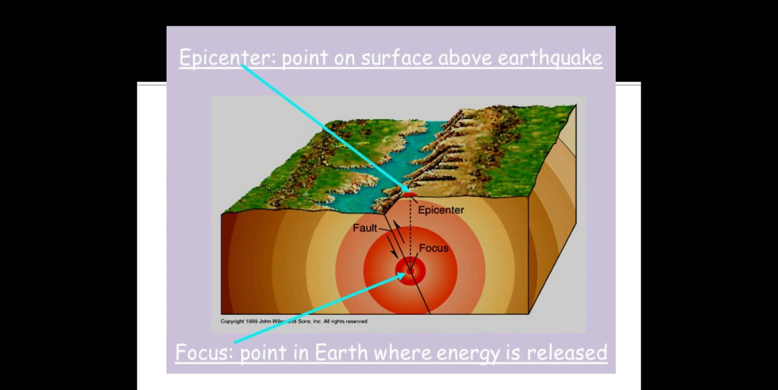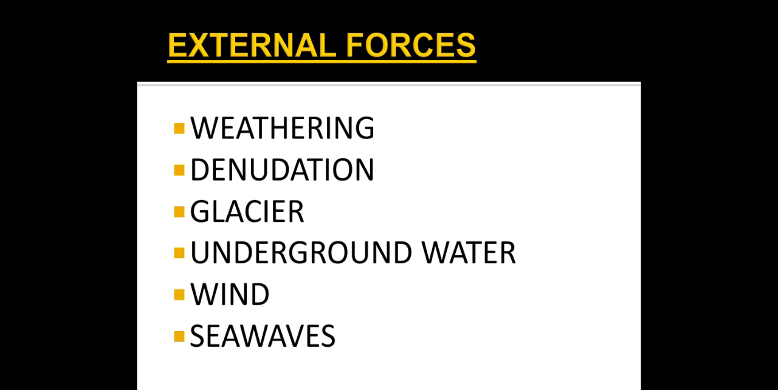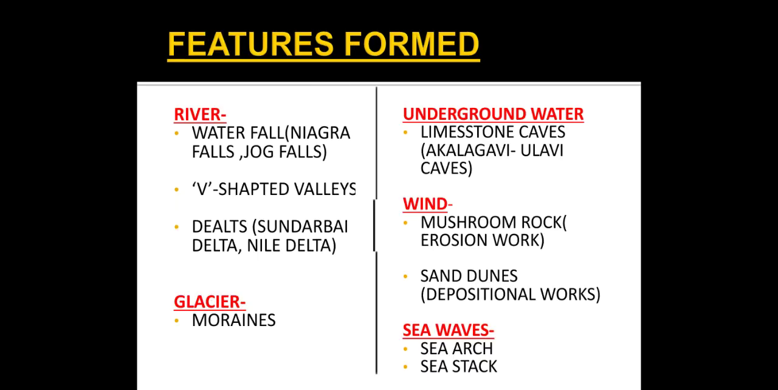Next we go to the external forces. Now external forces are many: weathering, denudation, glacier, underground water, wind and sea waves. Now all these will change the surface of the earth. There are some landforms formed because of them. Now just we will see the features formed.